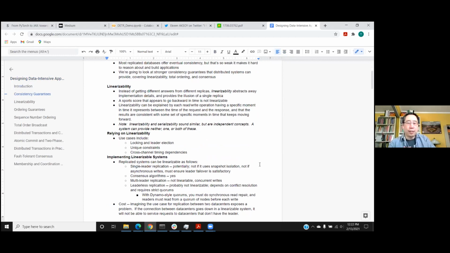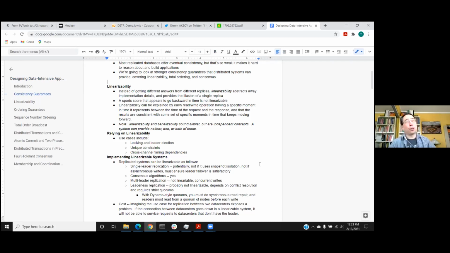And so the idea of linearizability is that it gives you the illusion that you only had a single replica, a single store. Of course, as writes happen over time, it can change, but it'll always move forward. It won't ever fluctuate back and forth like my example of the sports score, where it goes 1-0 and then goes back to 0-0, where you get a stale read.